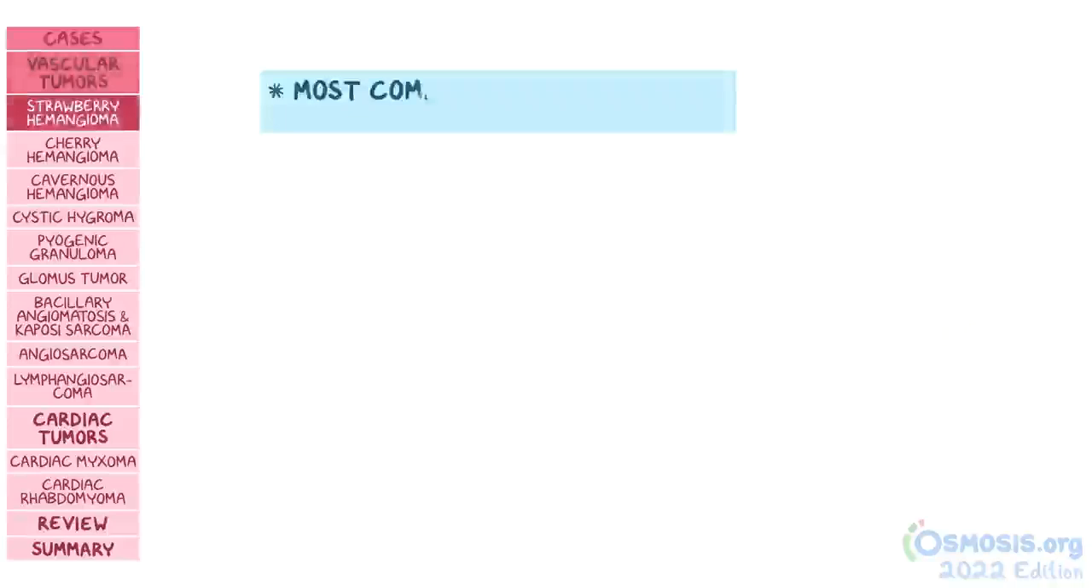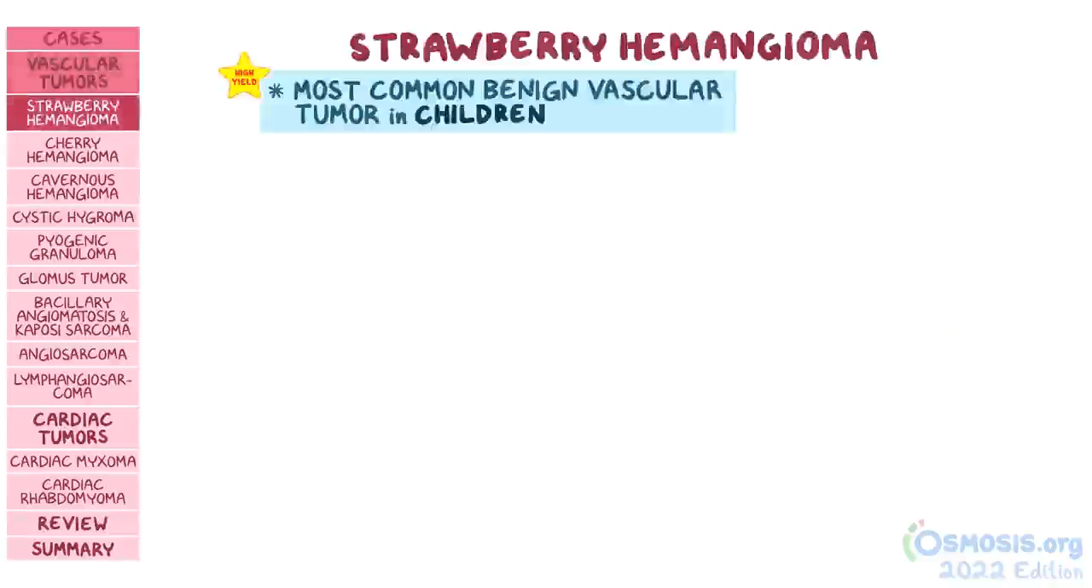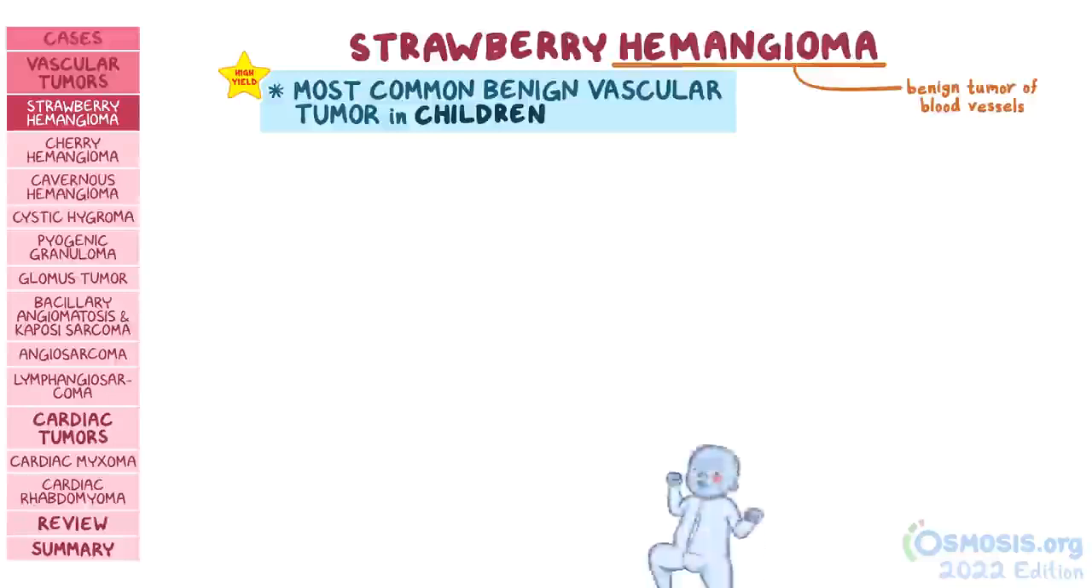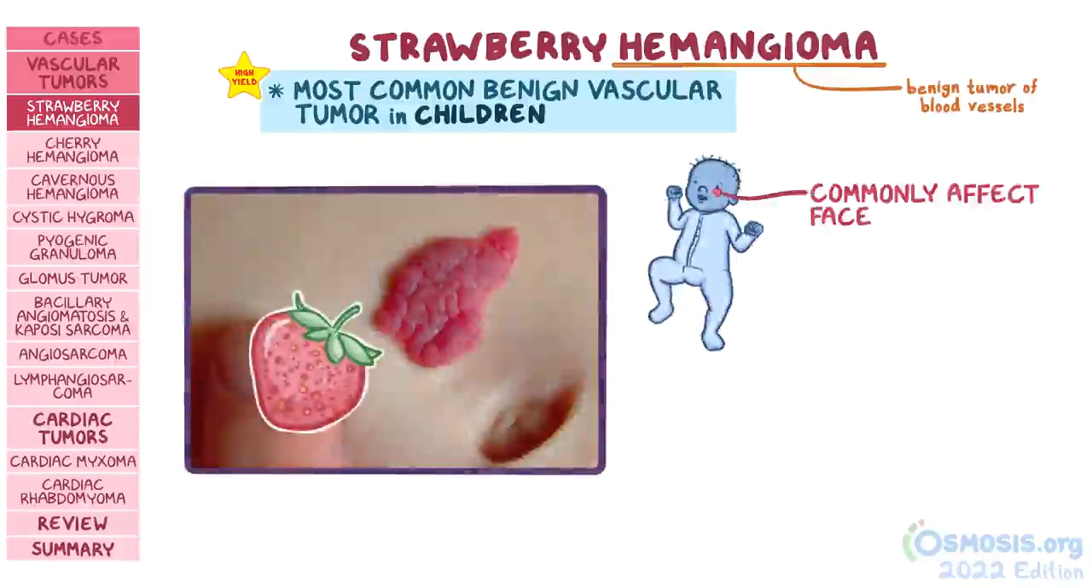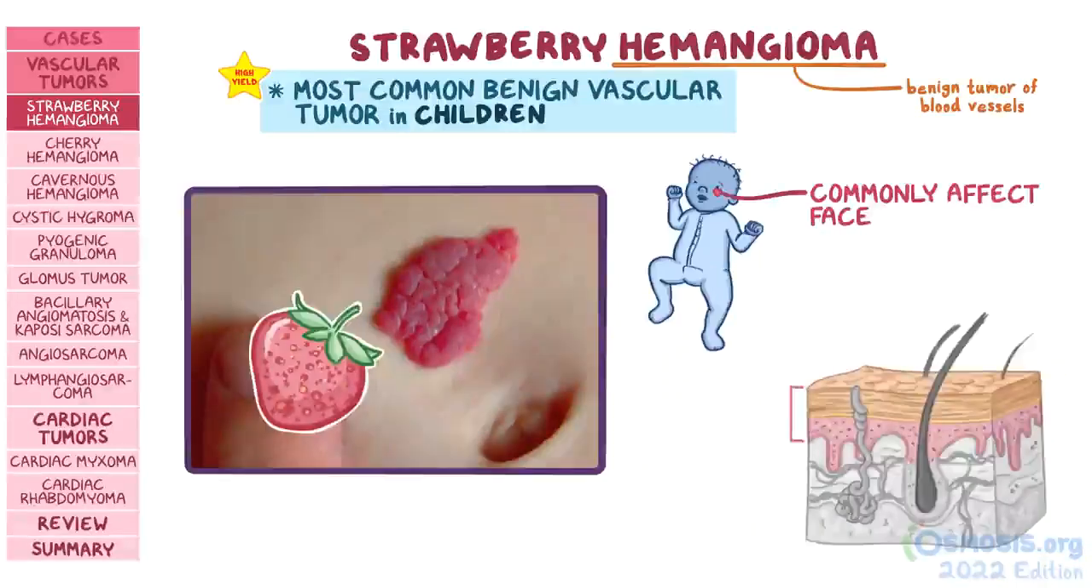Let's start with the most common benign vascular tumor in children, the strawberry hemangioma, where hemangioma means a benign tumor of the blood vessels. A strawberry hemangioma appears as a superficial, bright red skin lesion that looks kind of like a strawberry, and they commonly affect the face. Histologically, these lesions are confined to the epidermis.